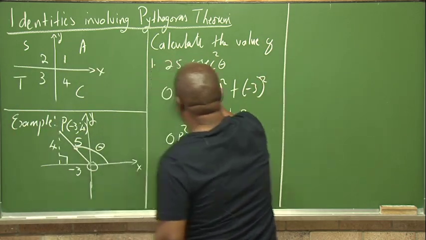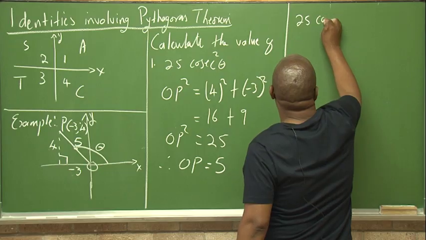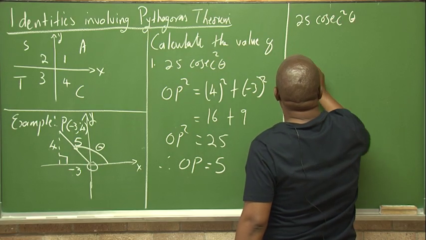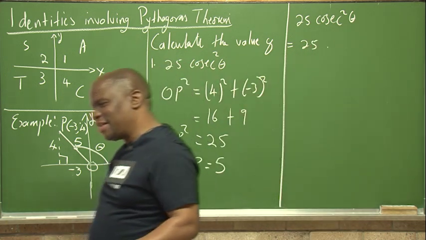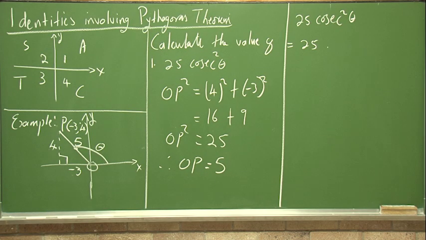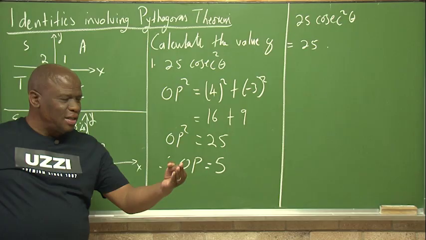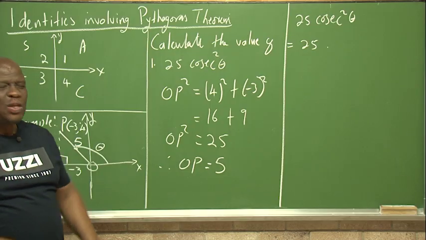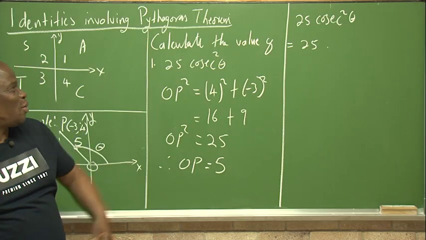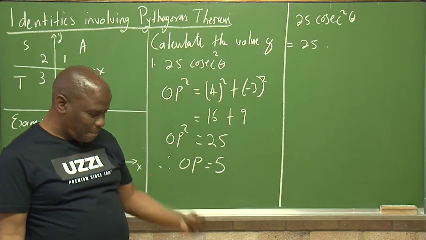Remember, the question wanted us to calculate 25 cosec squared theta. So if you simplify this one, you have 25. What is cosec? Cosec is defined as hypotenuse over opposite. Definitions of trig ratios, you need to remember we have 6 trig ratios: sine, cos, tangent, secant, cosecant, and cotangent. As a grade 10 learner, you need to know the definitions by heart, so that whenever you come across cosec, you know very well that cosec is hypotenuse over opposite.